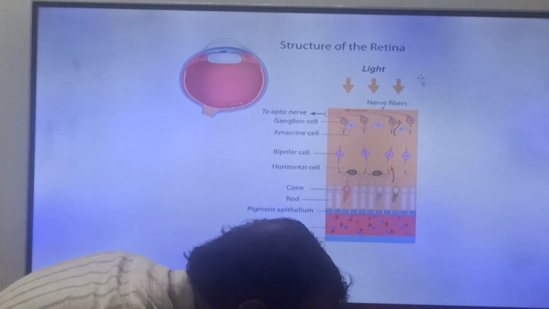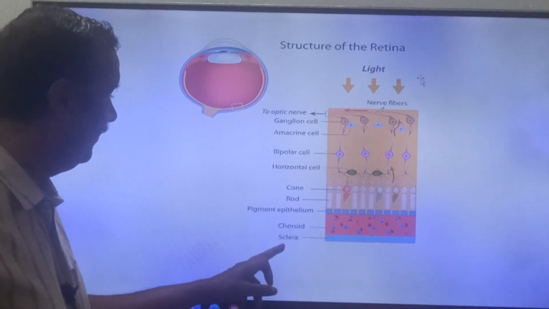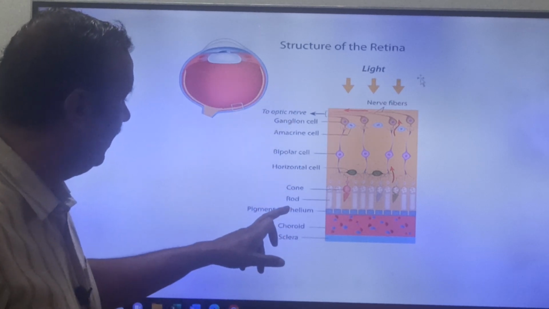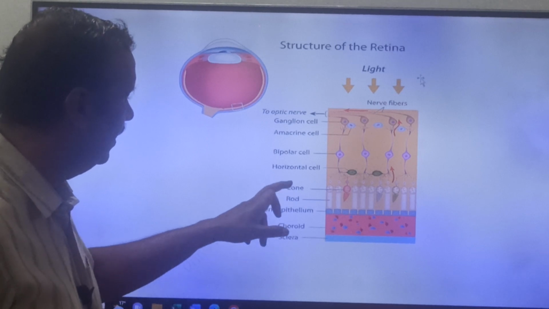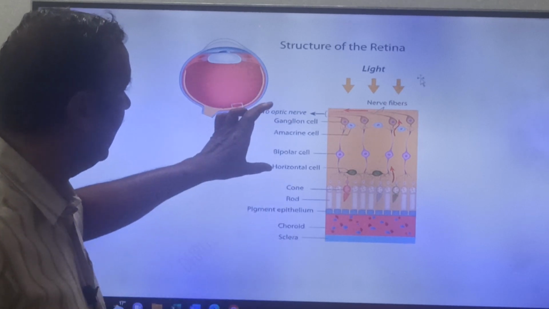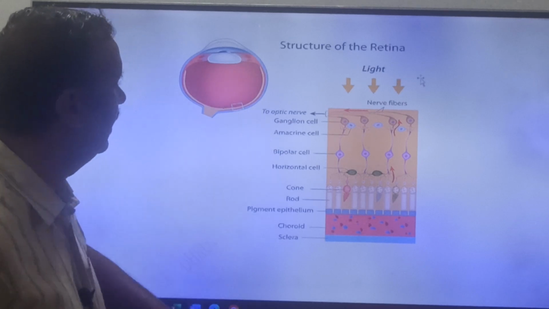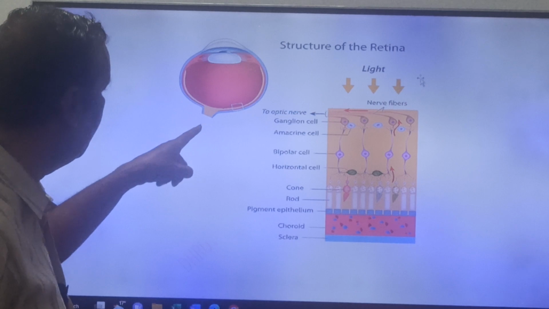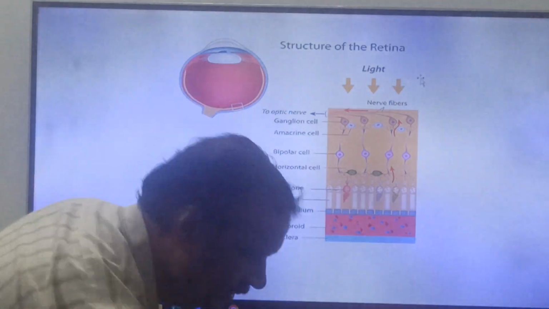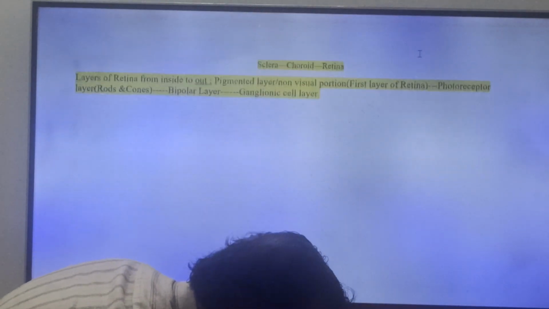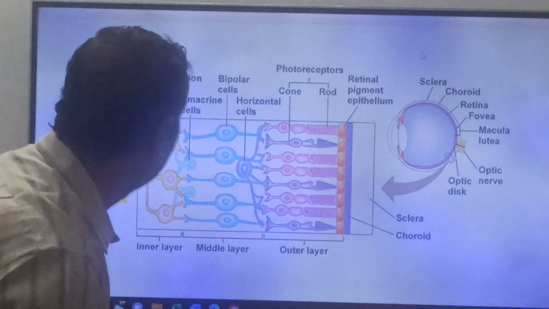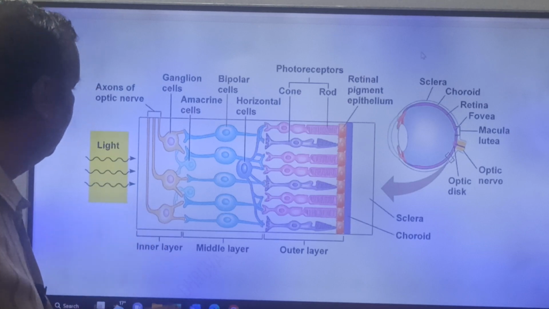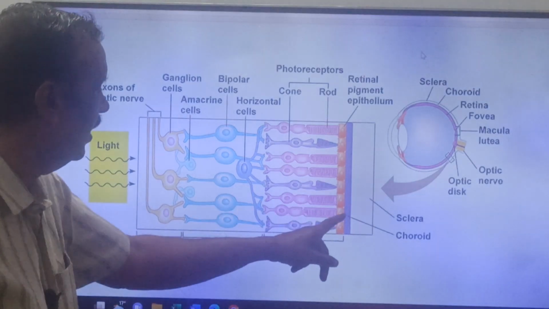See friends, this is the structure of retina. See friends, outer layer, second layer, this is the inner layer. Retina, friends. Pigmented epithelium, rods and cones, photoreceptor layer, and ganglionic layer, bipolar layer and ganglionic layer. See friends, light is formed here, it forms an image and it enters into this is optic nerve friends. Okay. See friends, in this way, light is entering into the retina, inner layer, middle layer and outer layer. This is choroid and sclera.